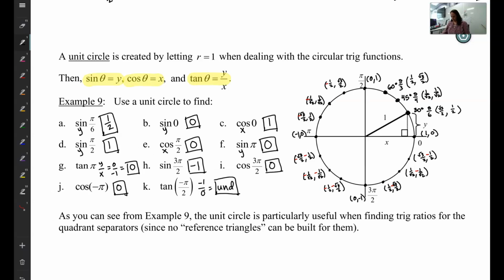Okay, here we go. We should get -1 and 0, shouldn't have been too bad. Negative pi would be going pi in the negative direction, so we end up at pi. Negative pi over 2 would be right here, so 3 pi over 2, and our tangent would be y over x, which would be -1 over 0. Can't divide by 0, so it's undefined. In the next video, we will talk about using the Pythagorean theorem with trigonometry.